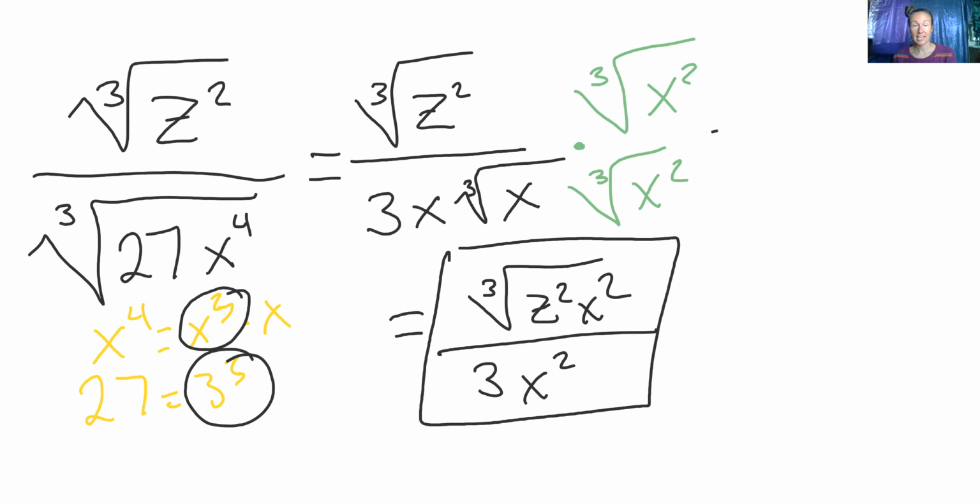And that guy has been simplified, and we've rationalized the denominator because there are no radicals in our denominator. Okay, guys. So that's rationalizing the denominator with just a single term in the denominator.